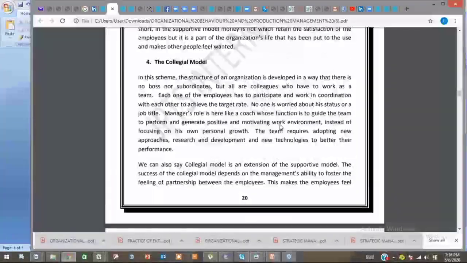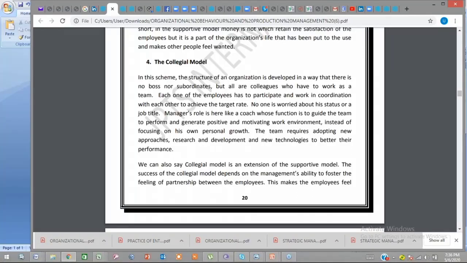Let's look at the collegial model. In this scheme, the structure of the organization is developed in a way that there is no boss, no subordinate, but all colleagues who have to work as a team. Each one of the employees has a part, has to participate and work in coordination with the others to achieve their targets. No one is worried about status or job title. The manager's role here is like a coach whose function is to guide the team to perform and generate a positive and motivated work environment instead of focusing on personal growth. The team requires adopting new approaches, research and development, and new technology to better their performance.